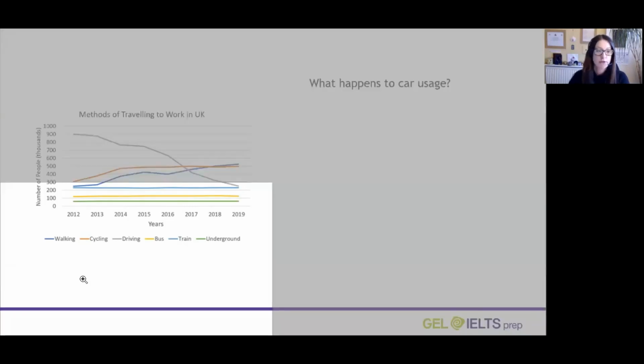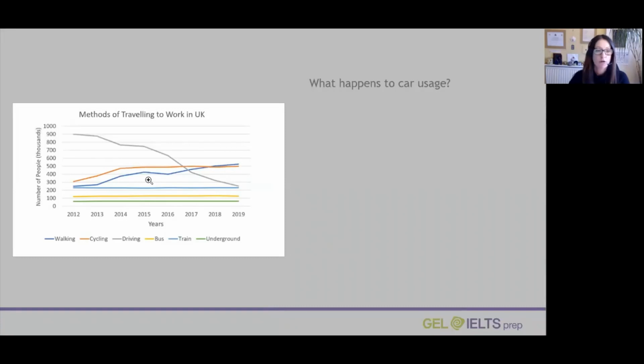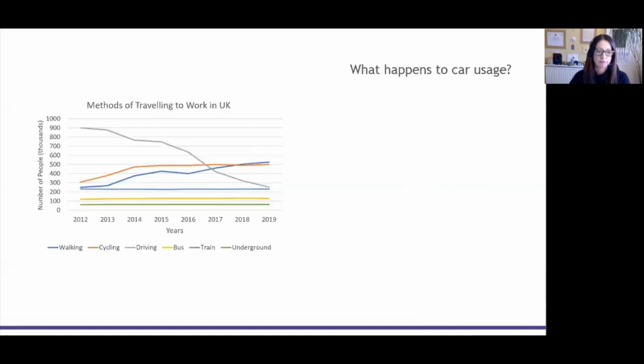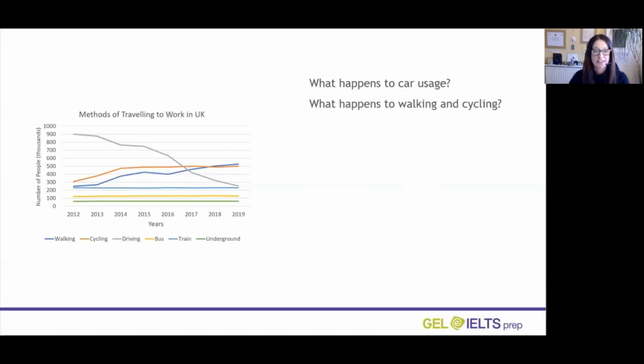Okay, so hopefully you chose that it goes down a lot. We can see very clearly from the line graph that it starts here in 2012 at 900 and it goes down, down, down, down all the way to 2019 and it ends up at around 250. So it's a big change. Look at the second question below the video and choose from the 5 possible options. So walking and cycling, do they go up a lot, go down a lot, go down a little, remain stable throughout, or go up a little? Choose your answer now.